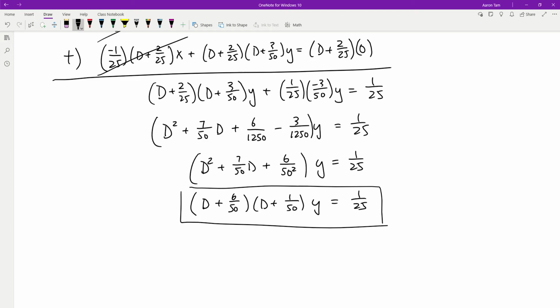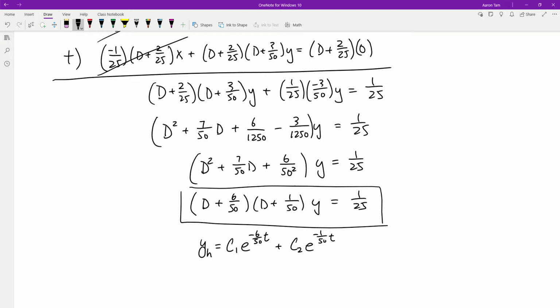Notice that this is a non-homogeneous differential equation because of the 1/25. So what I'm going to do is first identify my homogeneous solution, y sub h, which will have to be c1 e to the negative 6/50 t plus c2 e to the negative 1/50 t. So now all I have to do is figure out what my particular solution would be.